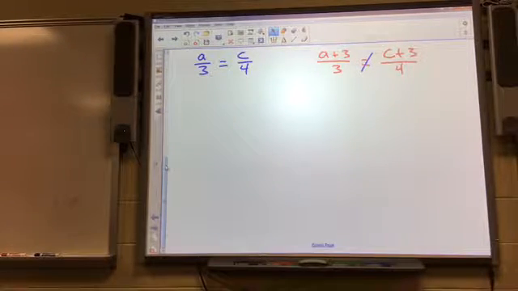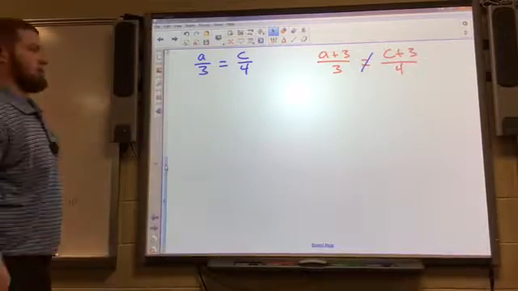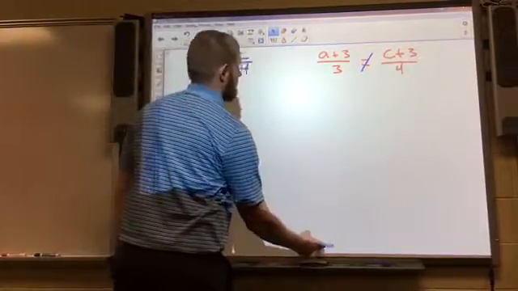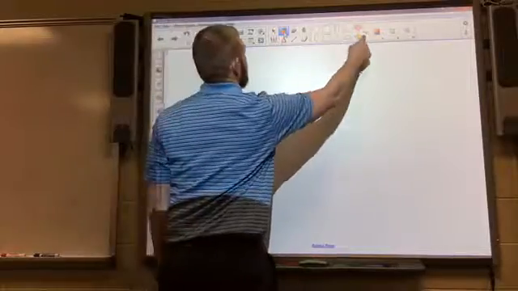Flipping over, we're on page 466. Okay, this is where our proportions really come in. This is where we're really going to start using them. So I have a triangle.